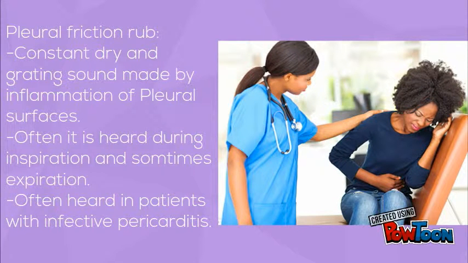Pleural friction rub is a constant dry and grating sound made by inflammation of the pleural surfaces. More often it is heard during inspiration but can sometimes be heard during expiration. Often this noise is heard in patients with infective pericarditis.